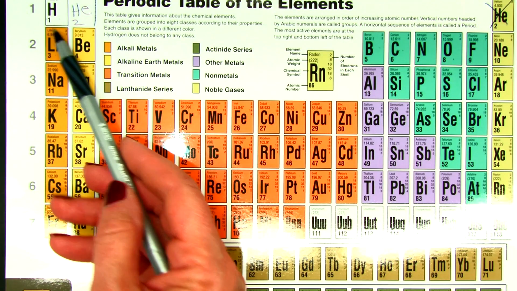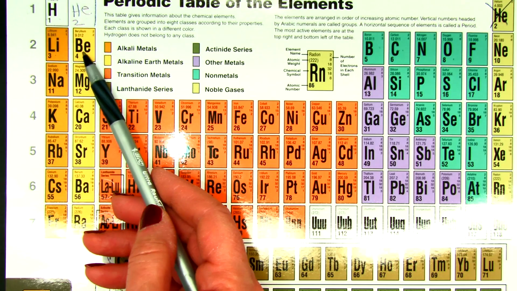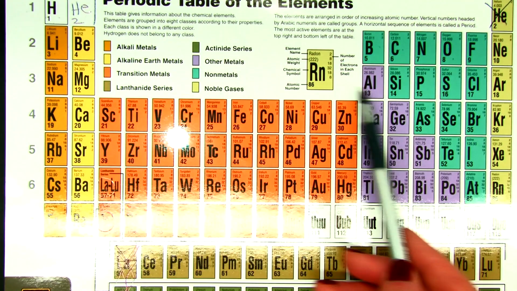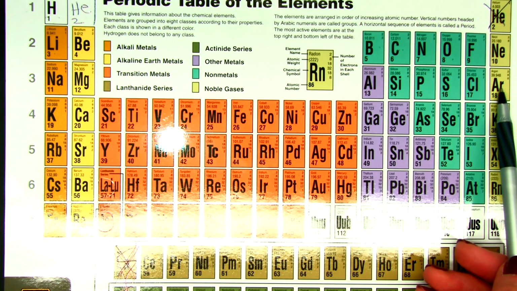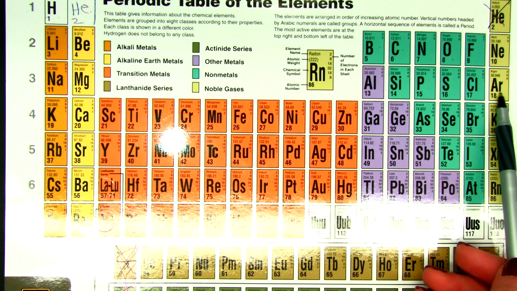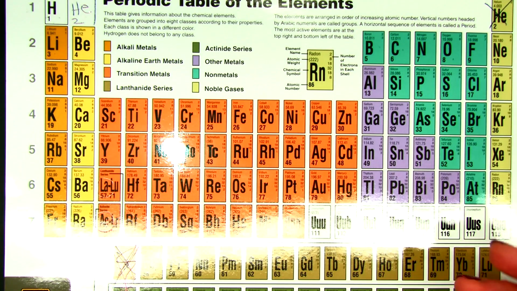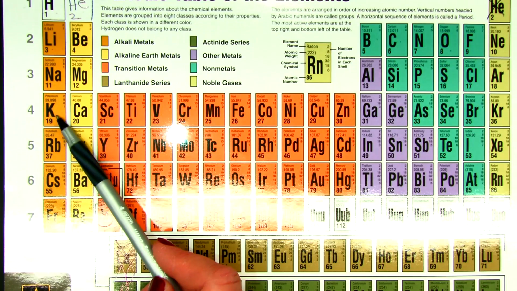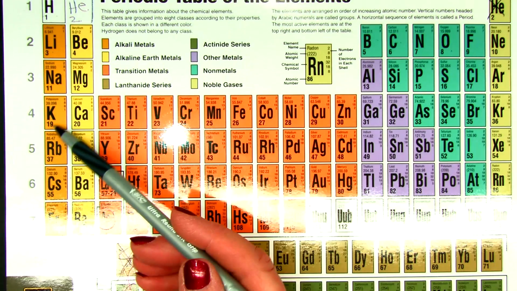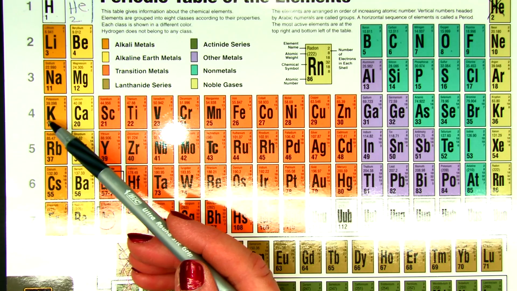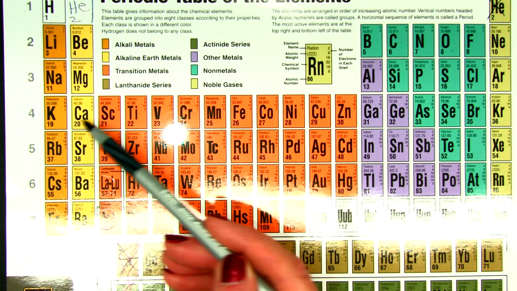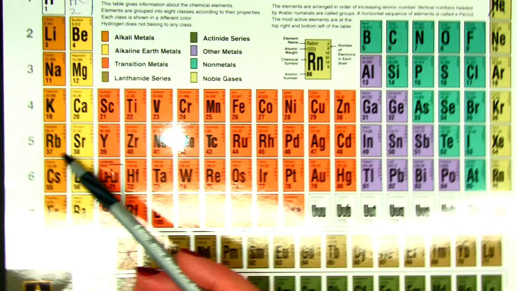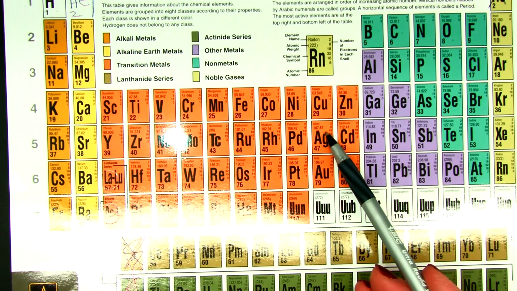Electron 1, electron 2, 1s. Electrons 3 and 4, 2s. Electrons 5 through 10, 2p. 11 and 12, 3s. 13 through 18, 3p. Where is 19? Right here in the 4s, and so is 20. Where is 21? 3d. 31, 4p. 37, 38, 5s, 4d.